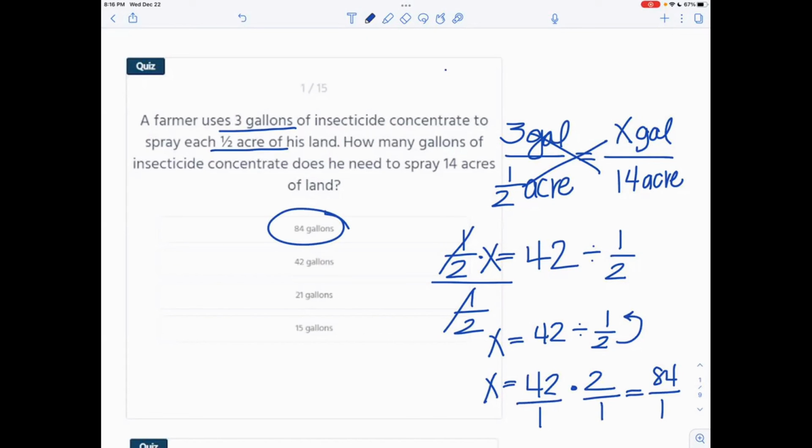Okay. Any questions about that? For the 1/2, couldn't you just put 0.5 just to make it simpler, I guess? If that's easier for you, then yeah, you can do that. Good question. Any other questions about this?